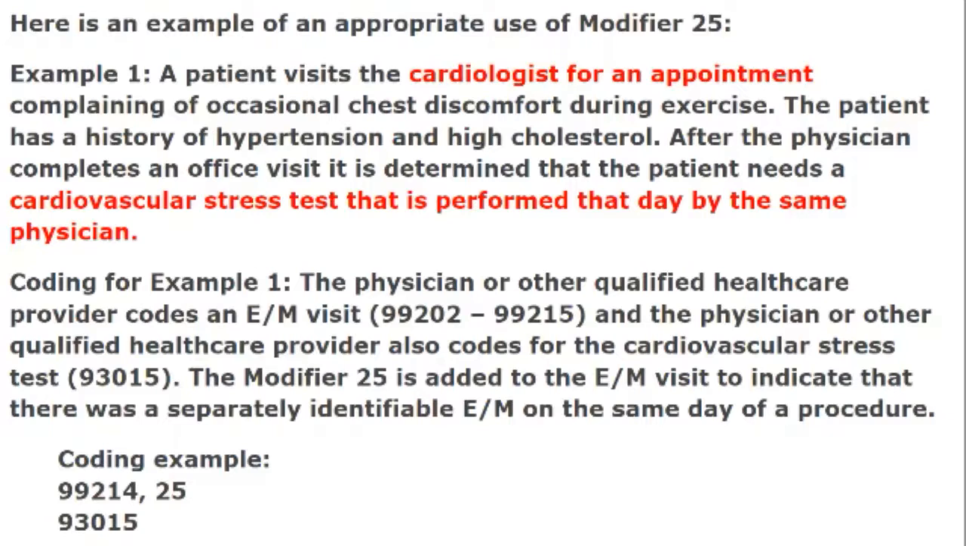Because if you just did the visit and the stress test and it's mushed together, they're just going to pay you for the first code they see. That modifier tells them, hang on a minute, you need to pay us for two things. So what are they going to pay them for? They're going to pay them for the office visit, and they're going to pay them for that stress test, correct? Is that understandable?